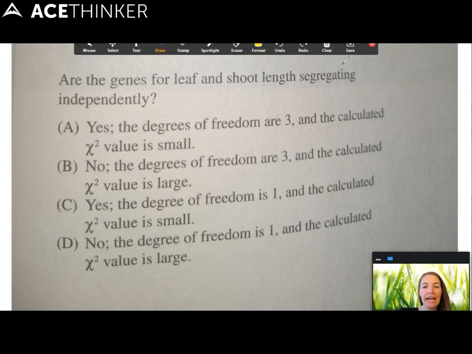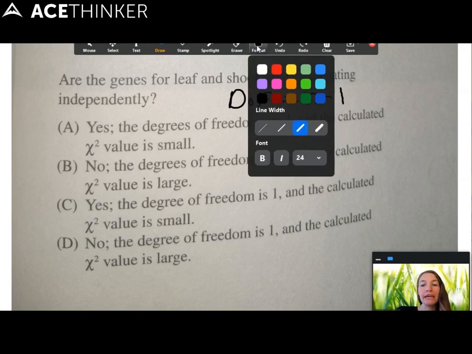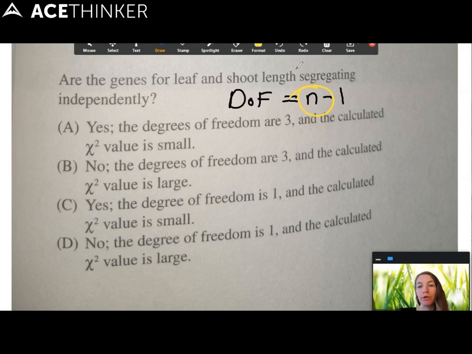But before we go and do all that work, let's look at the answers and see if there's anything we can already eliminate. So just looking at this, we can see that 2 of the answers have a degree of freedom of 3 and 2 of them have the degree of freedom as 1. What's our degree of freedom again? Remember from our first explainer video, our degree of freedom is n minus 1, with n being all the possible types or sorts or groups.